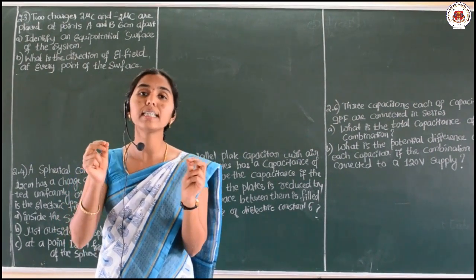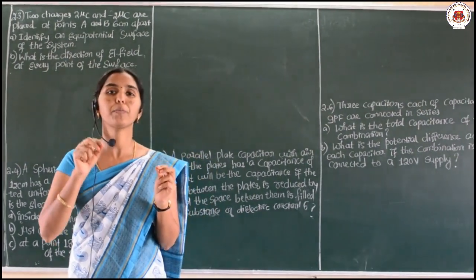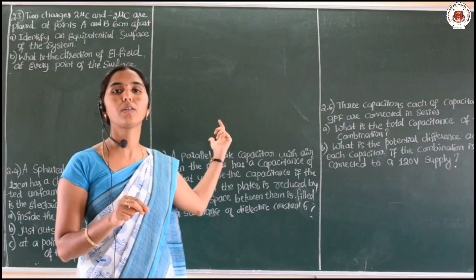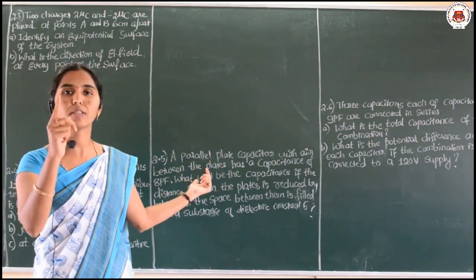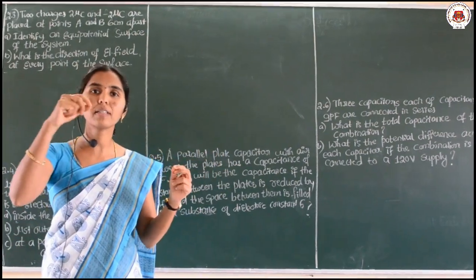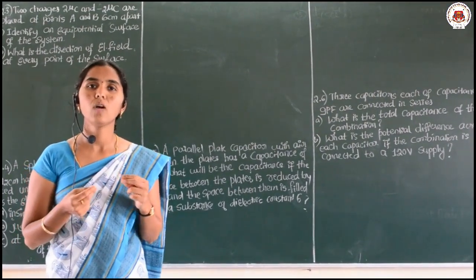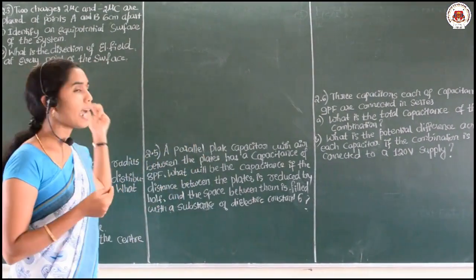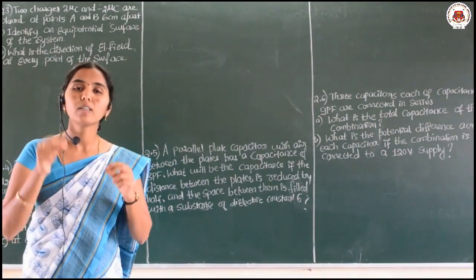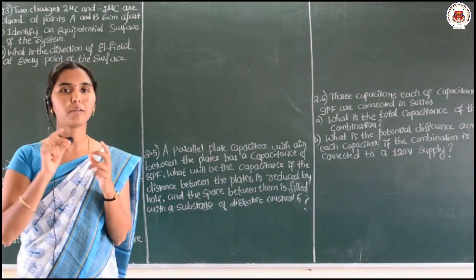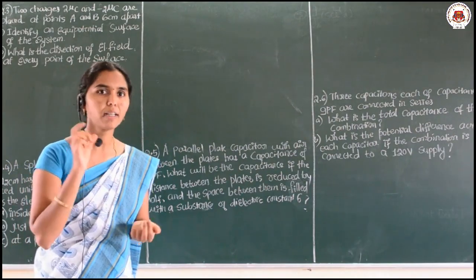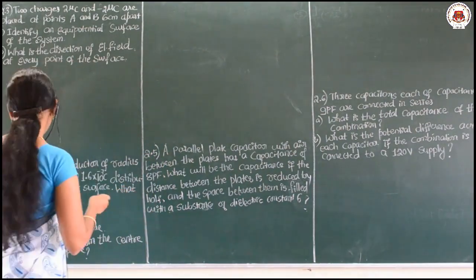Then what is the nature of equipotential surface we need to draw here? That is our first question. Identifying means that we should draw. Then the second one is, what is the direction of electric field at every point of the equipotential surface, right? First question we solve here.